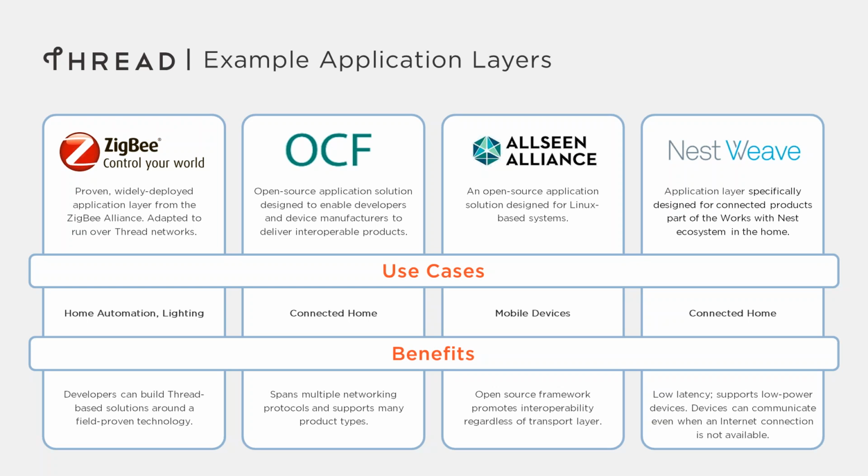The AllSeen Alliance has an open source application solution that is really designed and targeted for Linux-based systems and mobile devices as a primary use case. Again, the benefit here is to provide an open source framework that really promotes interoperability, no matter what the transport layer is. And then Nest Weave is an application layer that's specifically designed to connect products in the home that are part of the Works with Nest ecosystem. So it's more of a closed system, but it's an application layer that enables communication between different devices within the Works with Nest ecosystem. Use cases are targeted towards connected home products, and the benefit is really low latency, low powered devices, allowing devices to communicate to each other effectively and do it when an internet connection may not be available.